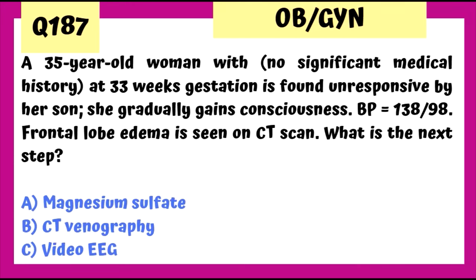Question 187, a 35-year-old woman with no significant medical history at 33 weeks gestation is found unresponsive by her son. She gradually gains consciousness. Blood pressure is a little high. Frontal lobe edema is seen on CAT scan. What's the next step? See here, found unresponsive, and she gradually gains consciousness. That sounds like she just came out of a seizure. So she has hypertension in pregnancy with no significant medical history, and she had a seizure. This reminds us of eclampsia. We give magnesium sulfate.